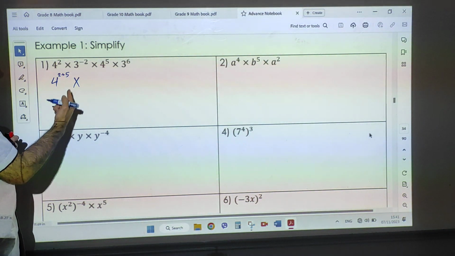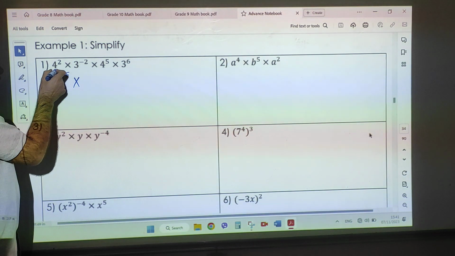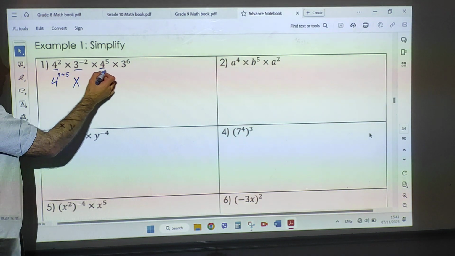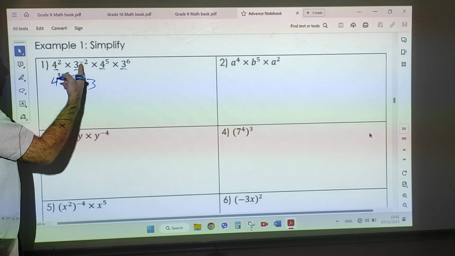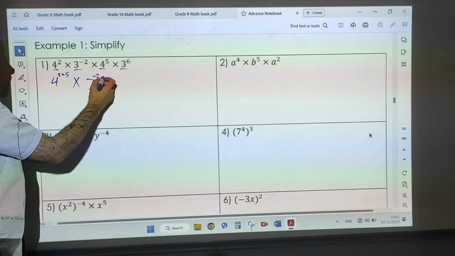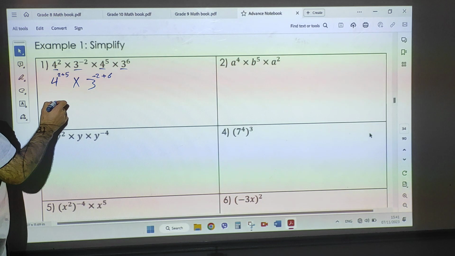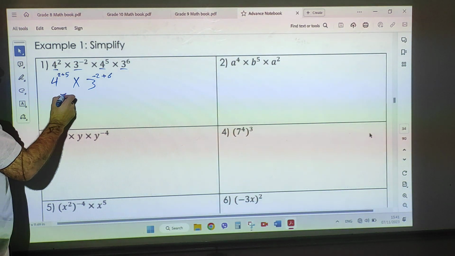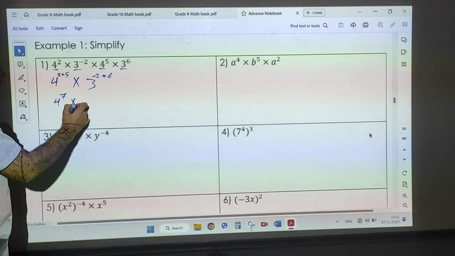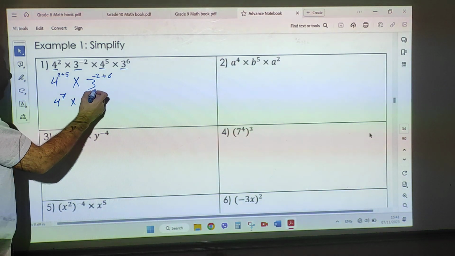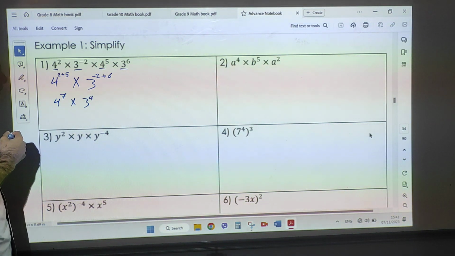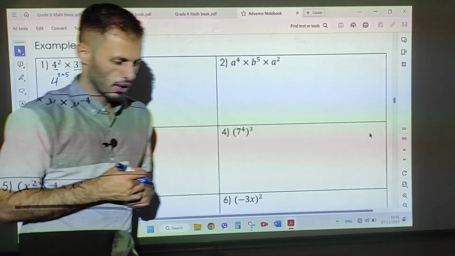Multiplied by the other bases, 3, 3. It was 4, 4. Now we have 3, 3. 3 to the power of what? Here we have negative 2, here we have 6. Negative 2 plus 6. For the same bases, we add the powers. It will be 4 to the power of 7 multiplied by 3 to the power of 4. This is the final result.